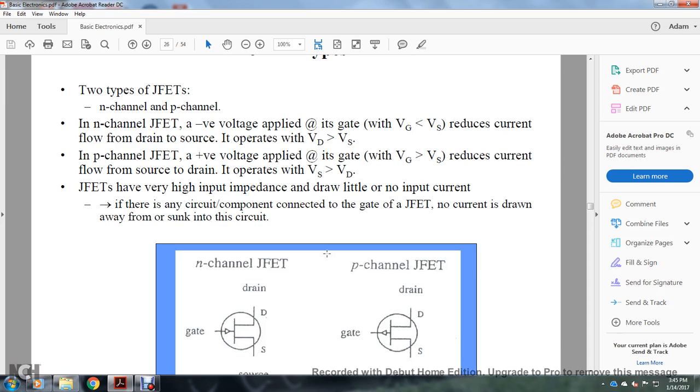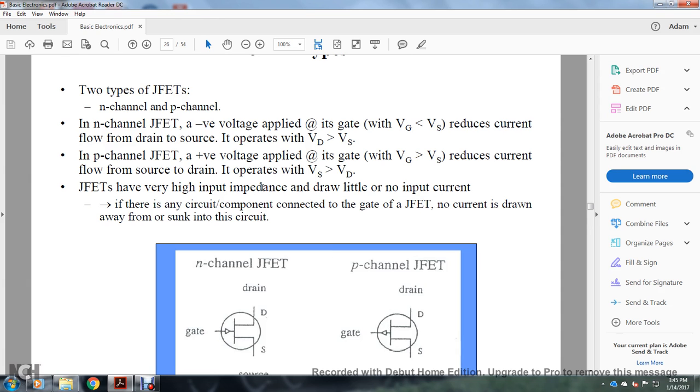In the P channel JFET, the voltage applied at the gate, and when the source voltage is greater than the gate voltage, the current from the source is reduced. It operates when the source voltage is greater than the drain voltage.